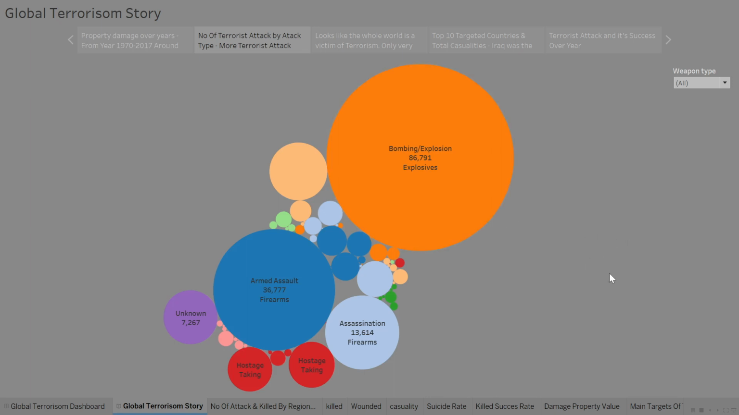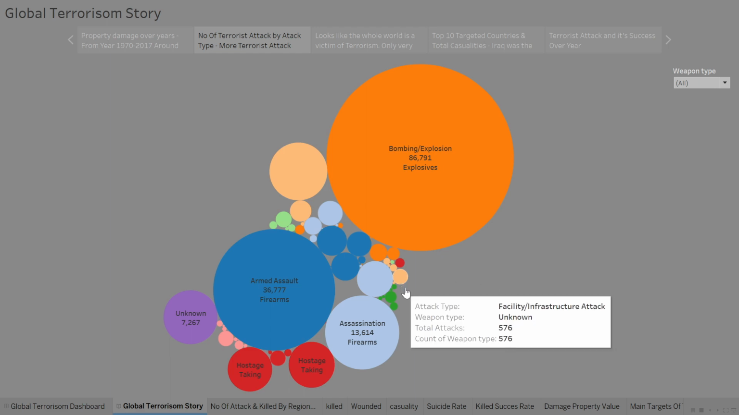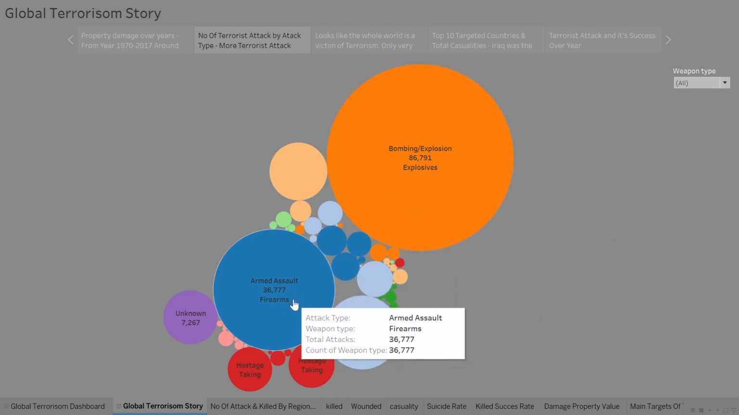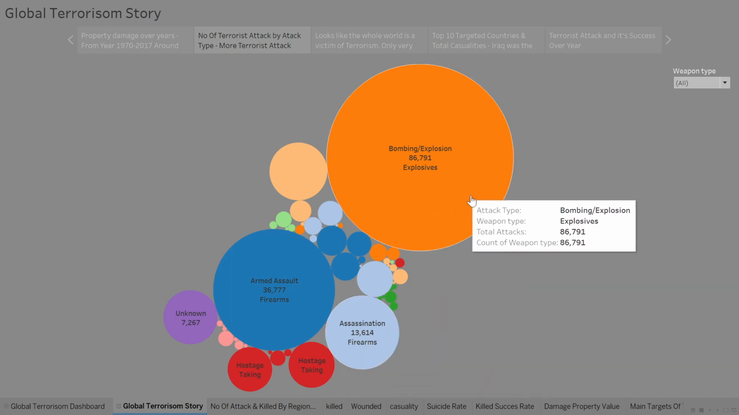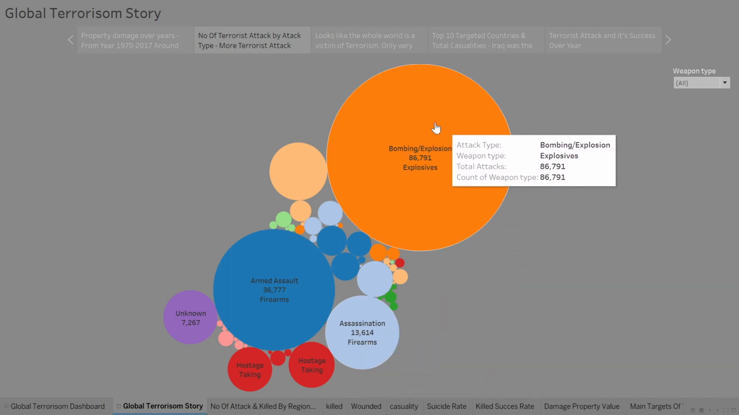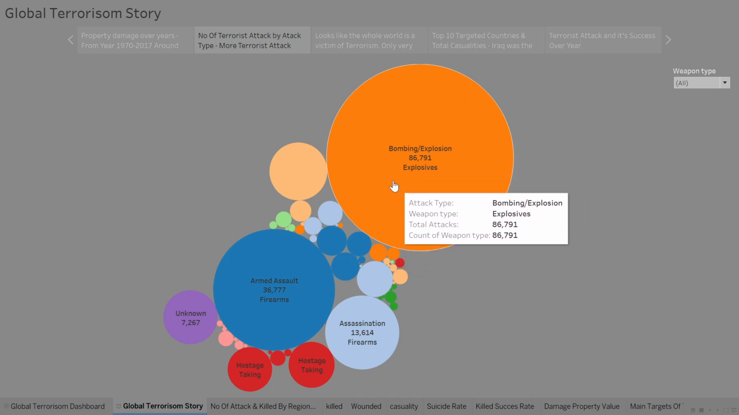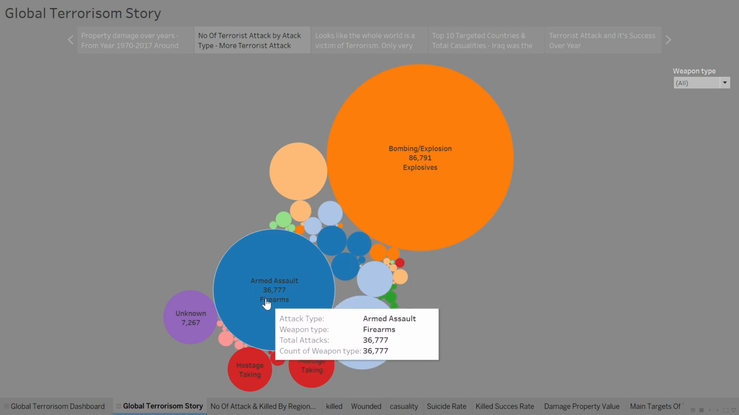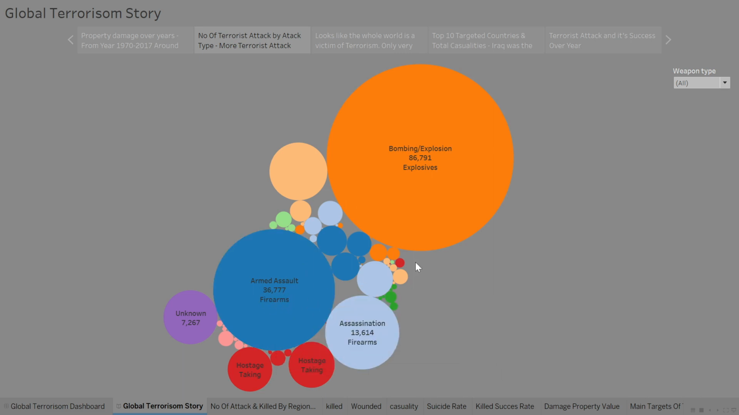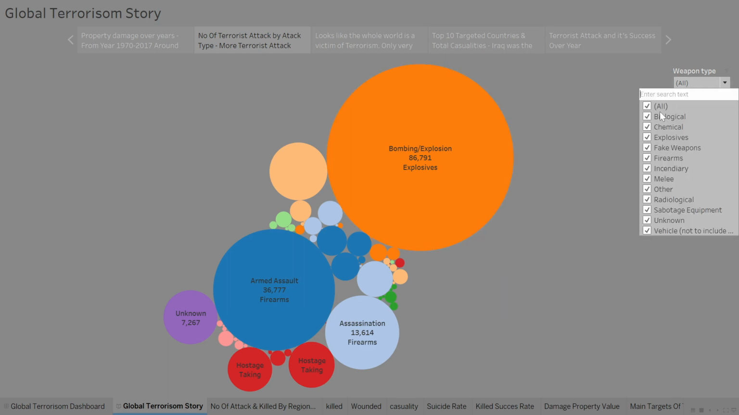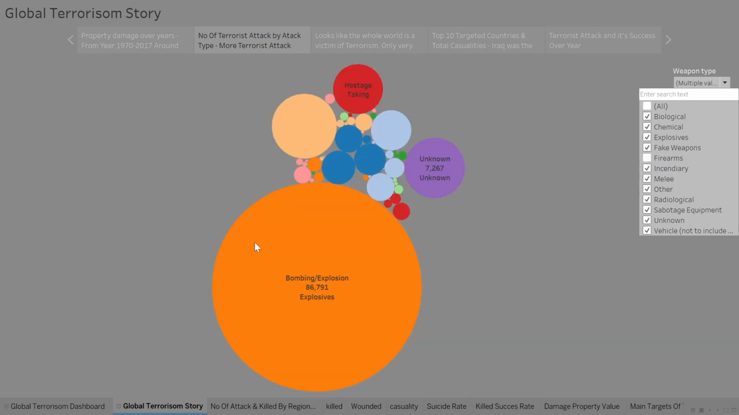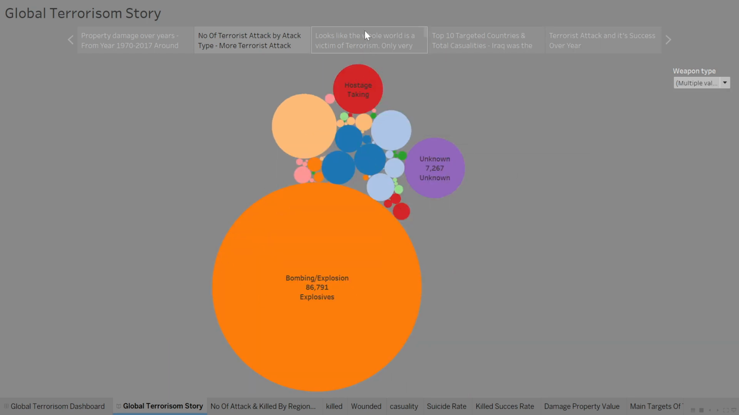And this is the bubble chart, which tells about the number of terrorist attacks by attack type, like bombing, armed assault, and many more. Most terrorist attacks were done by bombing and explosion attack type, you can see the number 86791, and along with that armed assault also there, 36777. You can also filter this, for example firearms. Yeah, it changes.